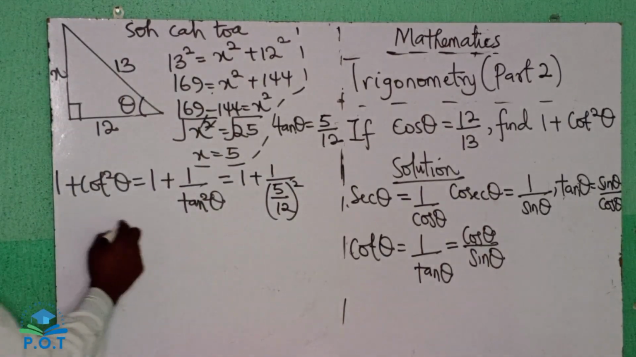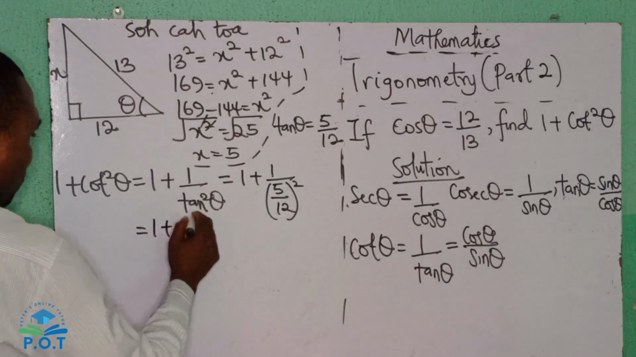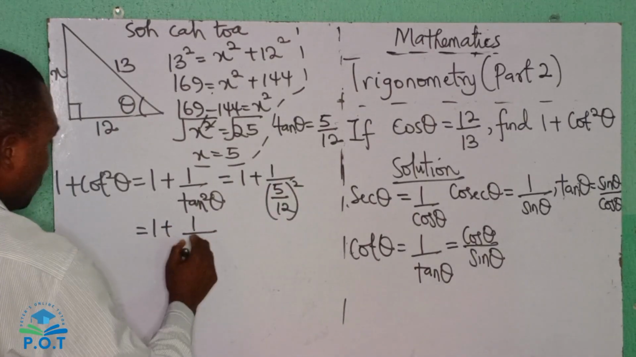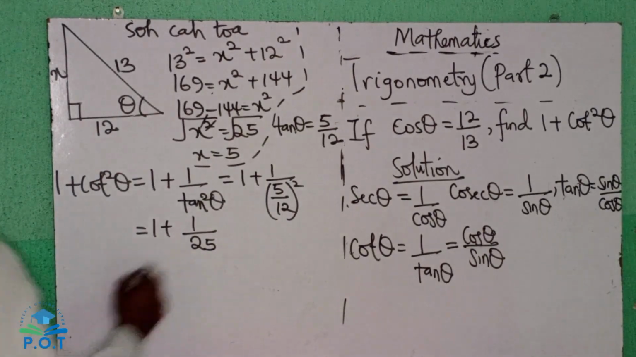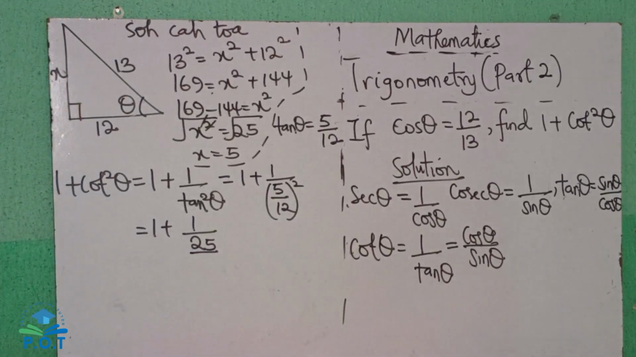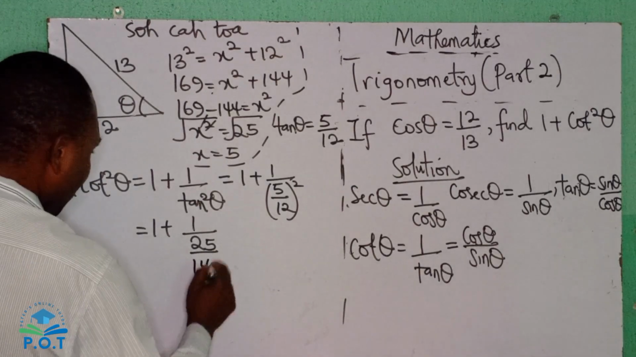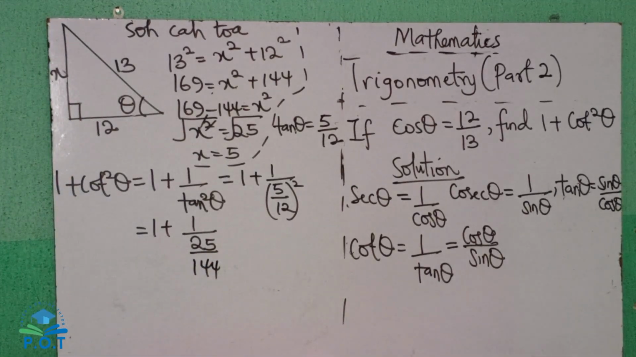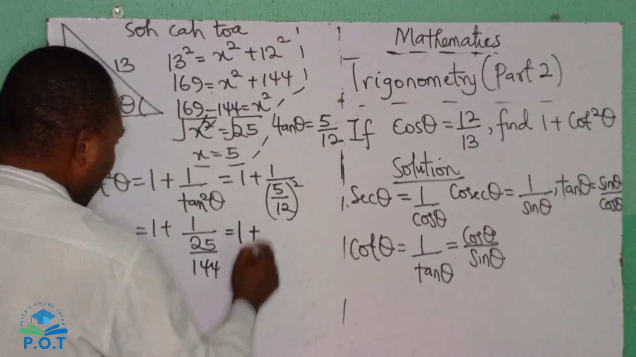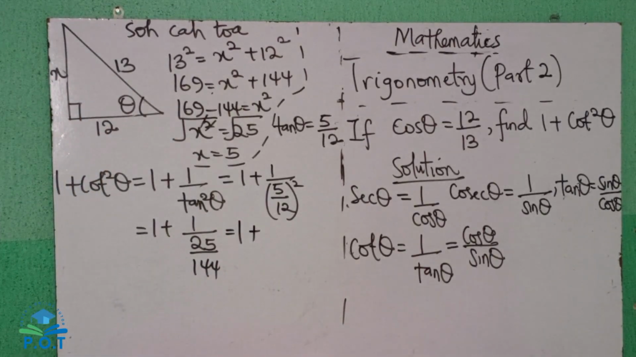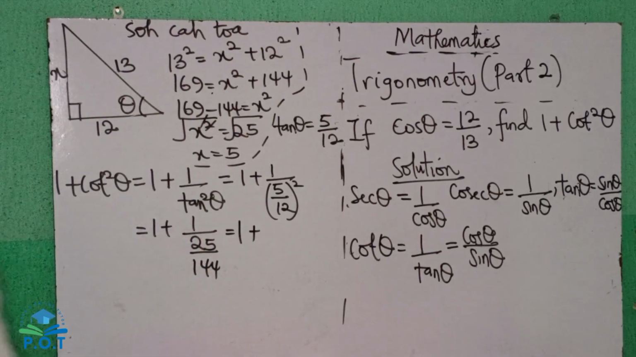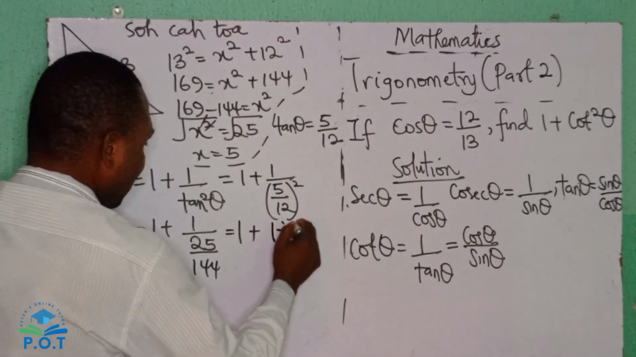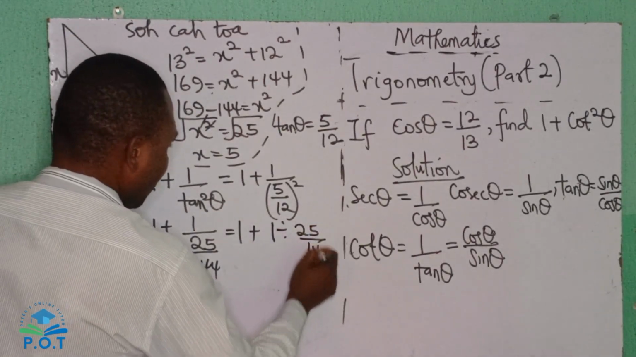At the end of the day, it becomes 1 plus 1 over 5 squared is 25, that is 5 times 5, over 12 squared is 144, that is 12 times 12. So I'm having 1 plus 1 over 25 over 144. So I can write it as 1 divided by 25 over 144.